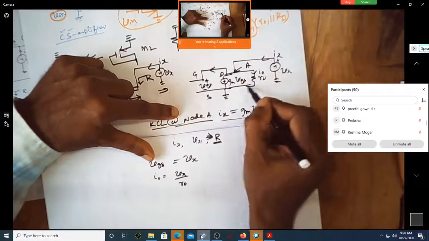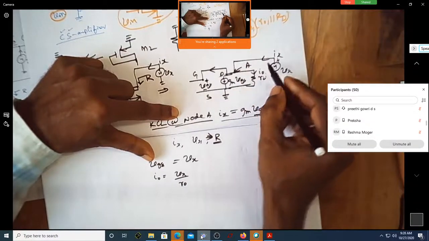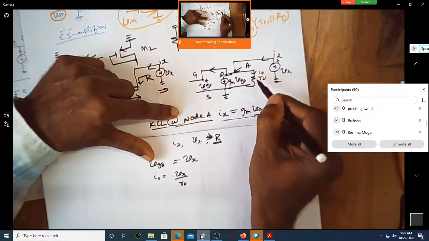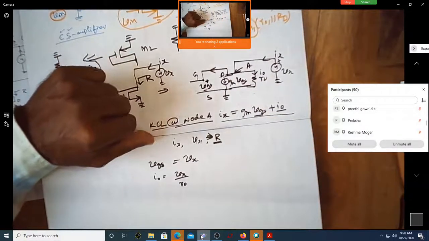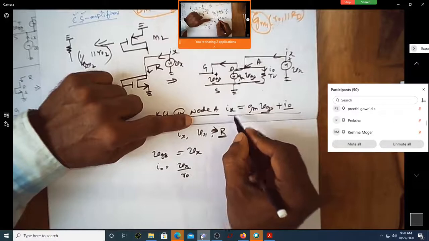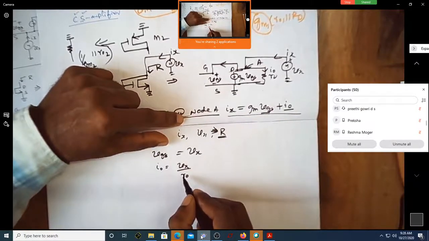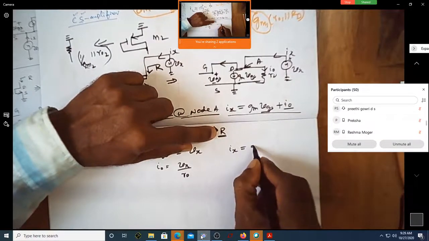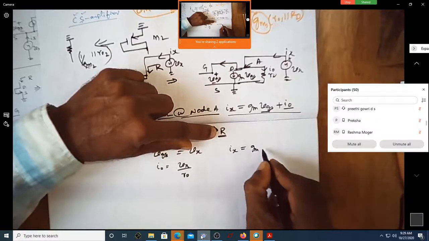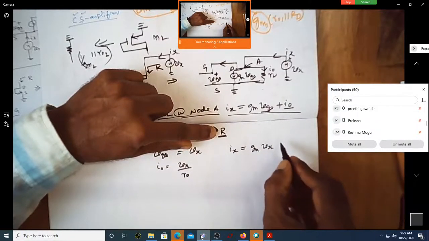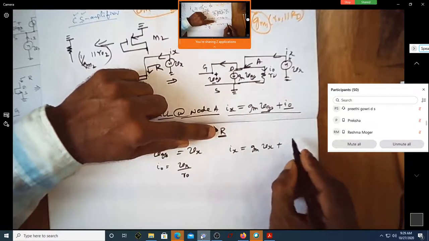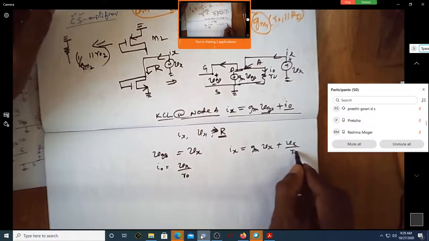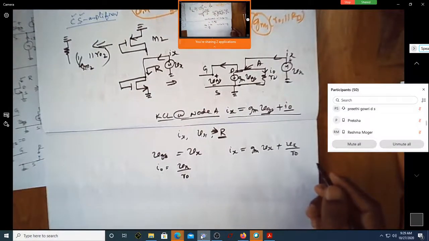Yes, Vx by R naught, of course Vx minus 0 by R naught, because the potential difference across this resistor is one end connected to Vx and the other end to ground. So I will substitute the value of VGS and I naught into this equation. Ix is equal to gm into VGS, which is Vx, plus Vx by R naught. Correct?